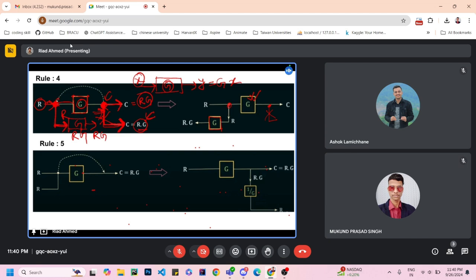And rule number 5 is the opposite. Rule number 5 is if we want to shift a connection from the left side to the right side, then we should add a block, and this block will have an inverse value of this. So what is the inverse value of this? 1 by G. So this is rule number 5.